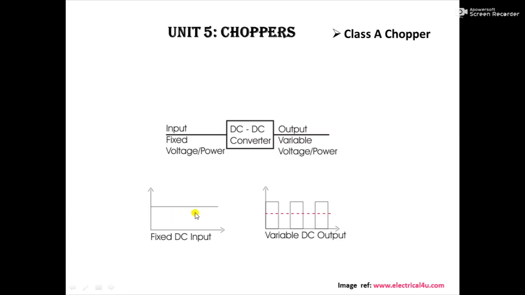Now this input voltage will be converted into a variable DC output voltage, which can be a lower value as compared to the input side, or it can be a higher value as compared to the input side. If it is a lower value, it is a step down chopper. If it is a higher value than the input side, then it is a step up chopper. It is similar to a transformer. So there are three types of choppers: class A chopper, also called type A chopper, class B chopper, also called type B chopper, and class C chopper, also called type C chopper.